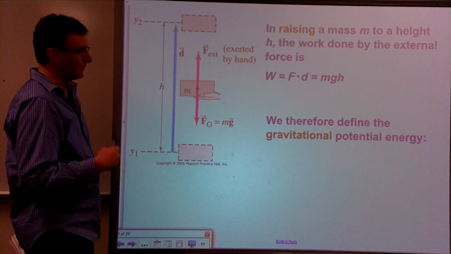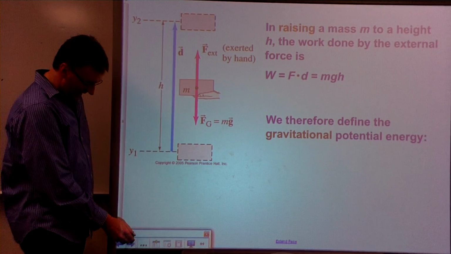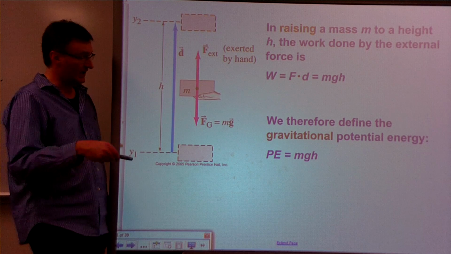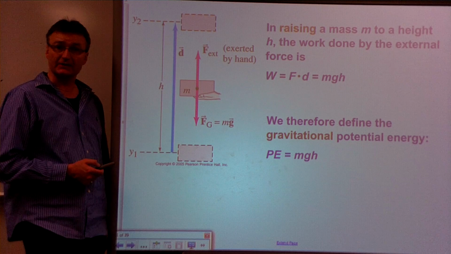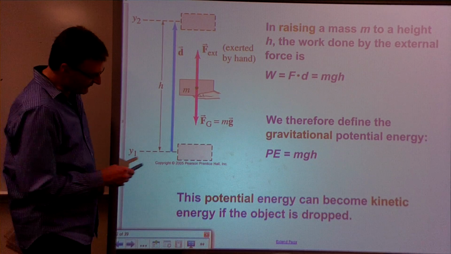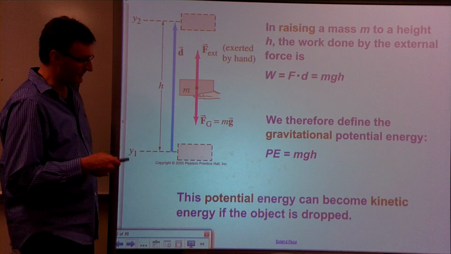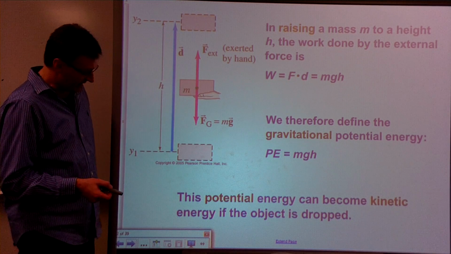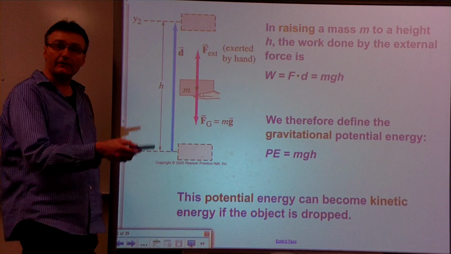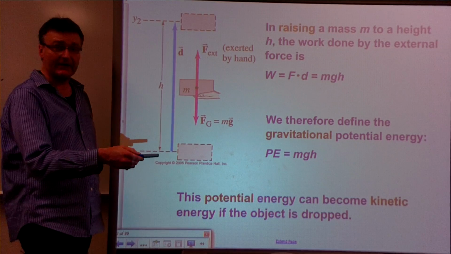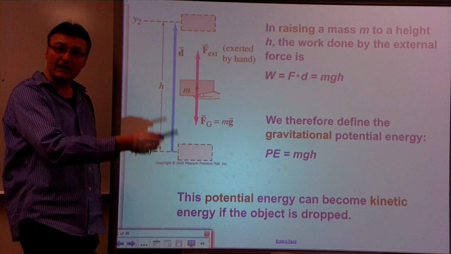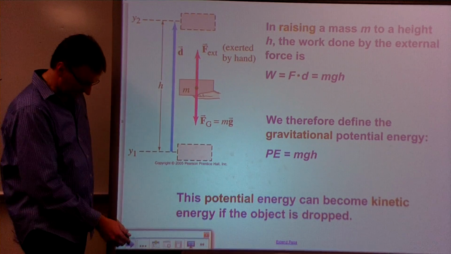And we therefore define the gravitational potential energy as mgh. So potential energy is mgh, and this is the other type of mechanical energy that we are looking at. So this potential energy can become kinetic energy, obviously, if the object is dropped. So you can go back and forth between forms of mechanical energy. So kinetic energy can become potential energy, and potential energy can become kinetic energy.